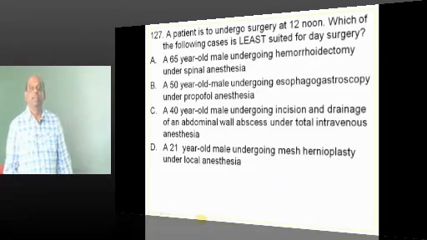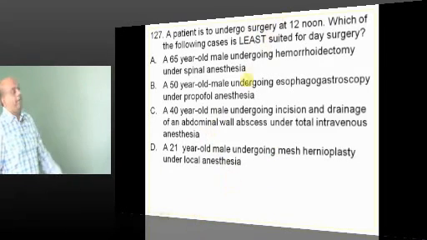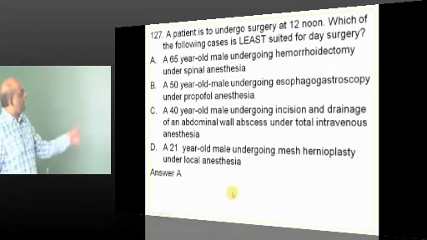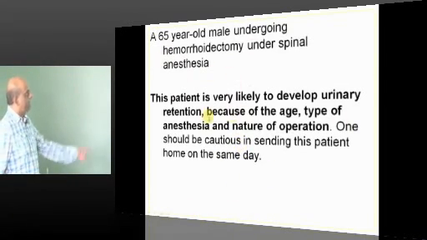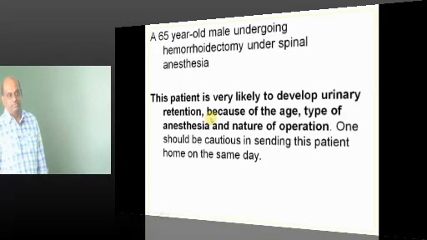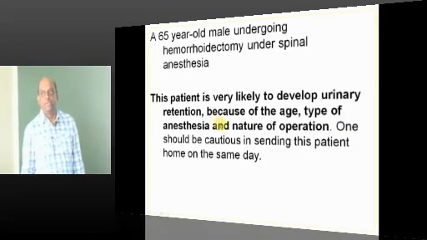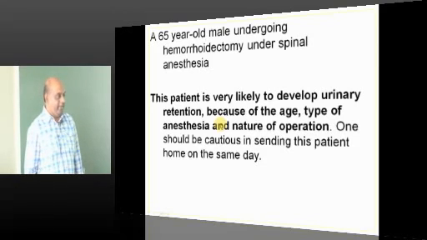If you do hemorrhoidectomy under spinal anesthesia, what are the complications which can occur, doctor? Urinary retention. He can't go with a full bladder to the assembly. You have operated on an MLA, and that day the assembly is in session, doctor.